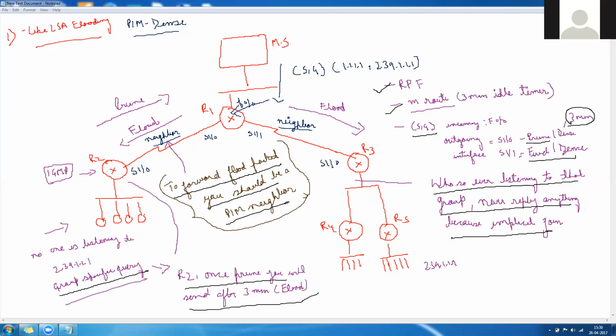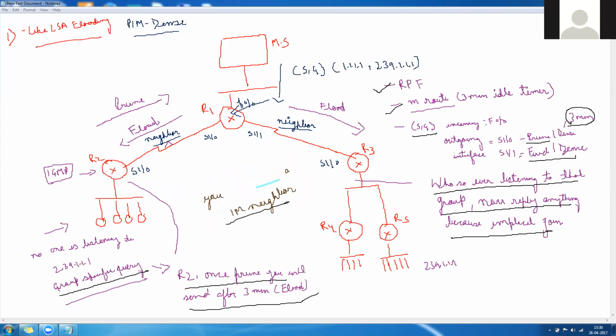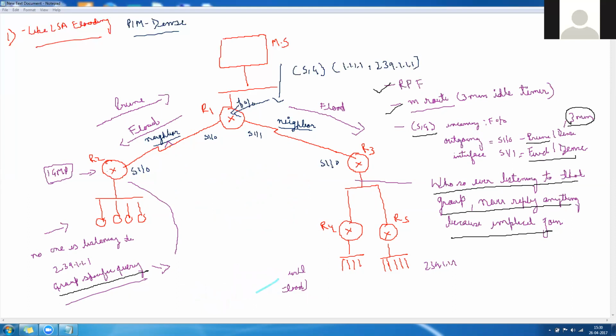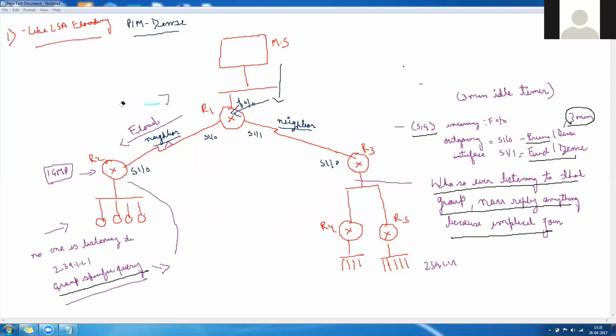Now, one more thing I'll explain to you. I'm just clearing all this. The topology will remain the same. I'll talk about the right hand side. Conditions are there. Now, the next concept is called the prune override concept. Let me clear everything so you won't get confused.